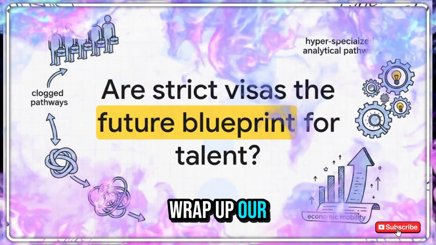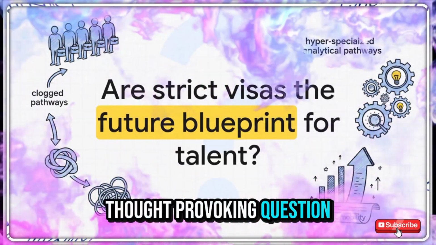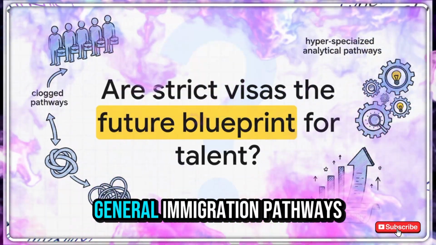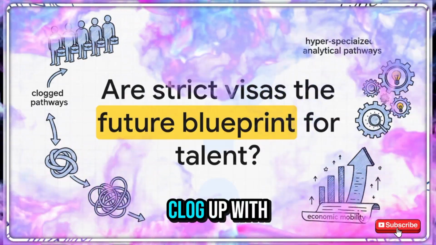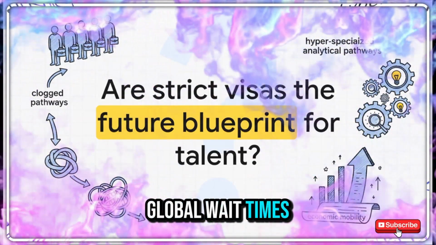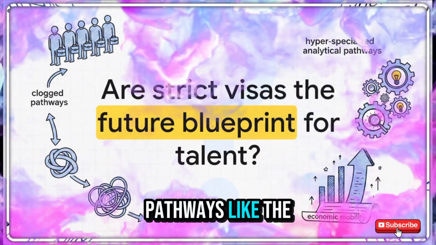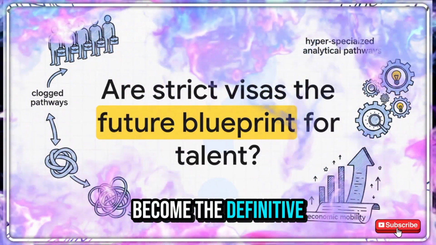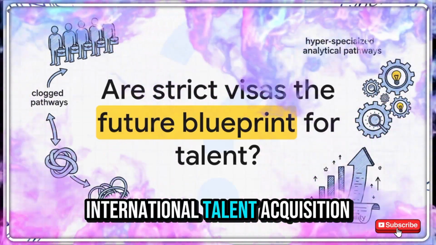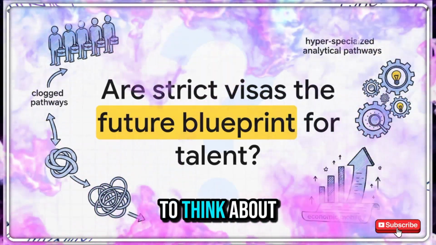So we're going to wrap up our explainer today with a thought-provoking question for you. As general immigration pathways just continue to clog up with massive global wait times, are incredibly strict, hyper-specialized analytical pathways, like the TN visa, going to become the definitive blueprint for the future of international talent acquisition? It's definitely something to think about.